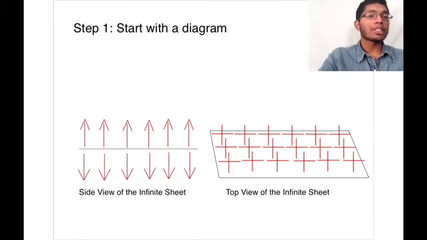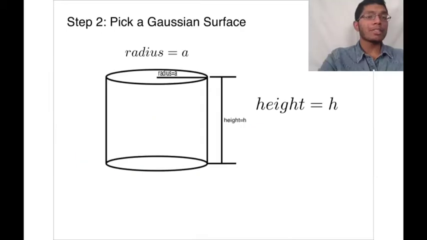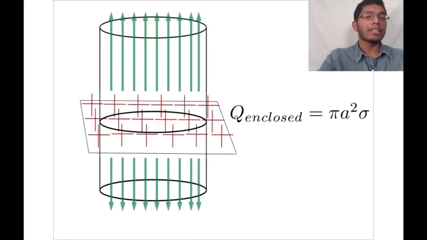Think about what sort of Gaussian surface might work here. I'm going to use a cylinder because it works well. Pay attention to these dimensions that I've given it, especially the radius. I've called that A. You can give it any letter you want. In this diagram, I've superimposed the infinite sheet with this cylinder. That helps us out because you can easily see what Q enclosed is now, because it's just the area multiplied by the surface charge density. That's the charge enclosed by this Gaussian surface.